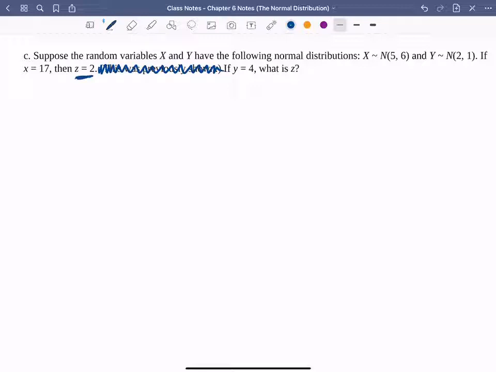So if z is 2, I'm working with my x value, so I'm going to say z sub x. That's the value that I'm working with. I'm looking at my x value. It's x minus mu over my standard deviation. My x is 17. My mu is 5. And my standard deviation is 6. Remember, we are using this right here.